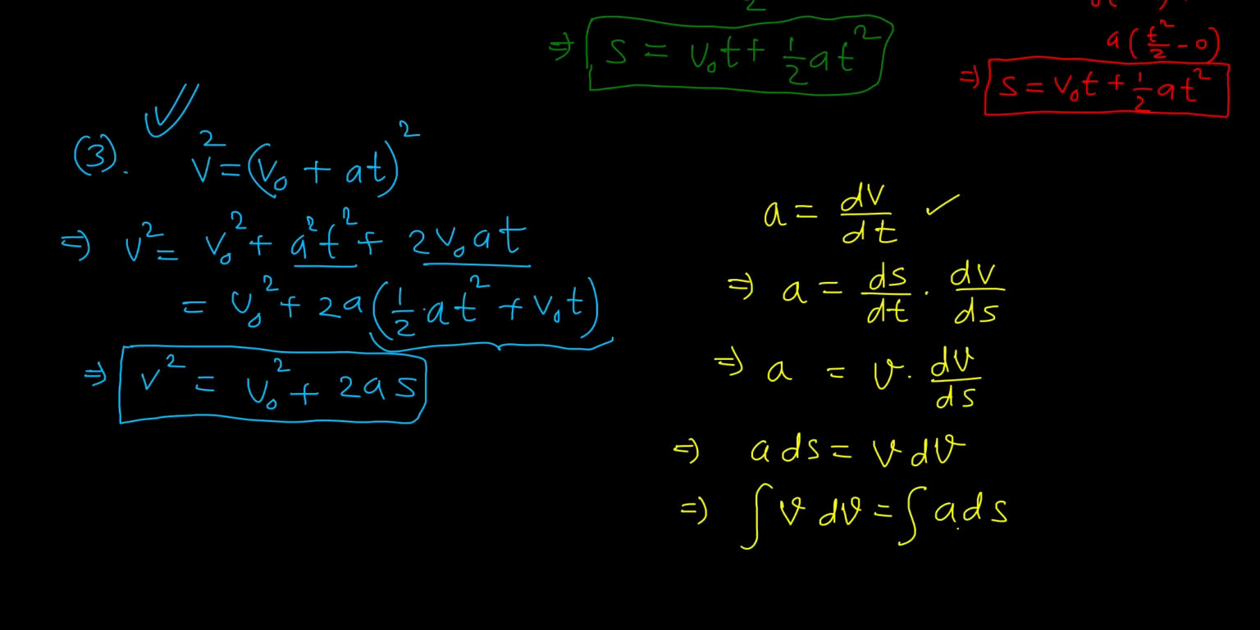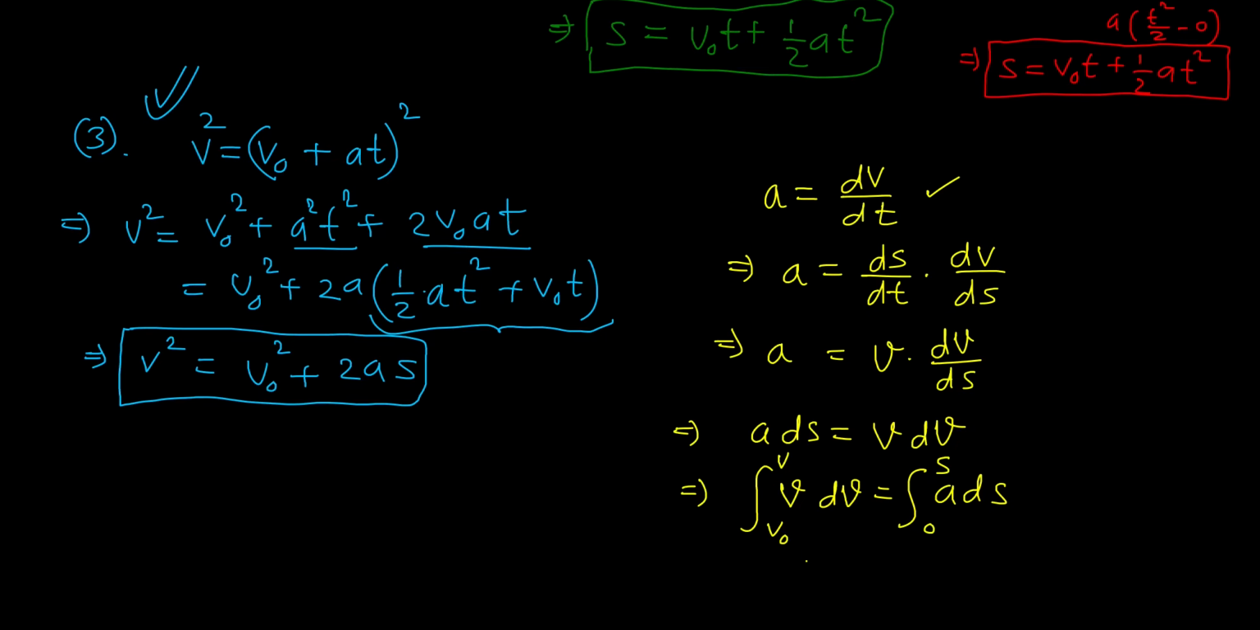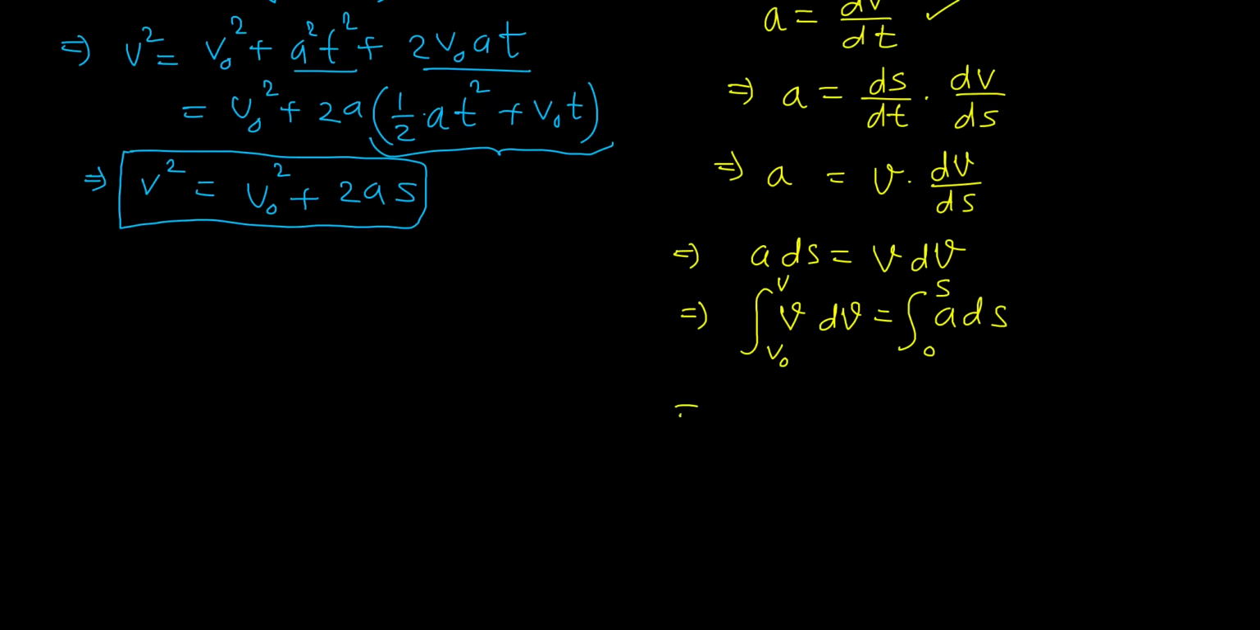So for integration, on the right hand side the variable is displacement, which varies from 0 to s, the final displacement. Initially it is 0. On the left hand side the variable is velocity, and velocity changes from v0 to v. Now we will integrate both sides of this equation. The integration of v with respect to v will be v square by 2, with lower limit v0 and upper limit v, equal to a, which can be taken out of the integration sign because it is a constant, and the integration of 1 with respect to s will be s, from 0 to s.